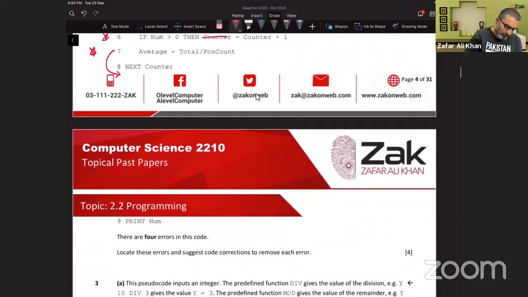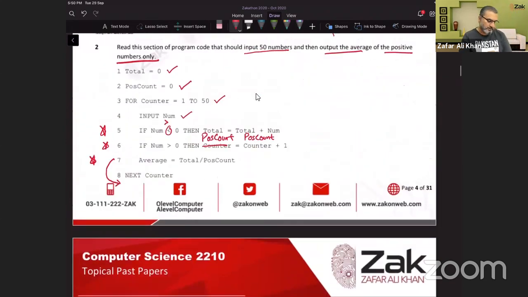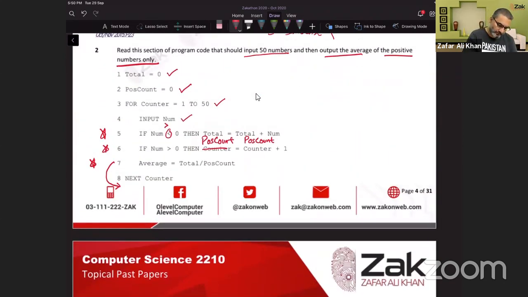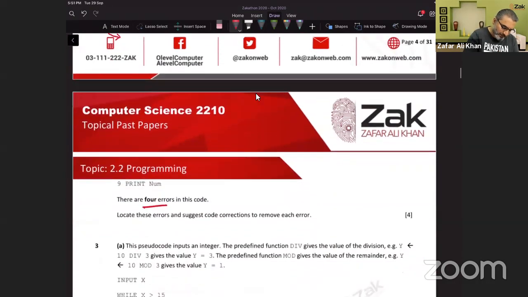So they say 4. Let's see which one is the 4th one. Positive count. Input number. If number is greater than 0, then total is equal to total plus number. If number is greater than 0, then positive count. Okay, and then average. So 1, 2, 3. Average is equal to average. And then print number. Okay.